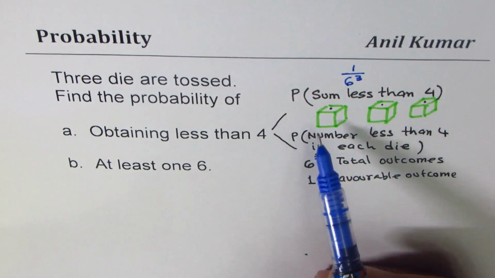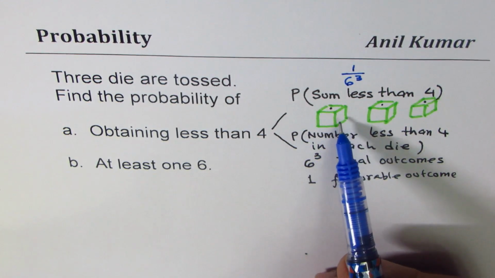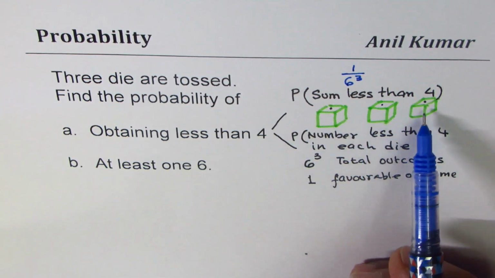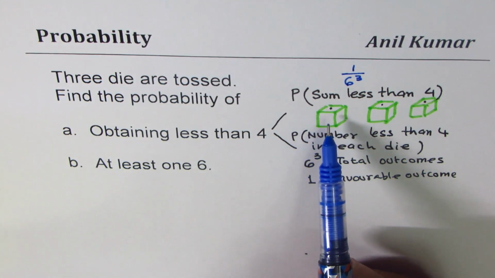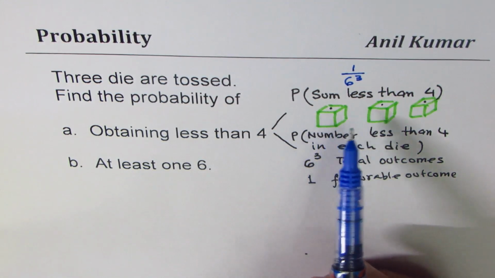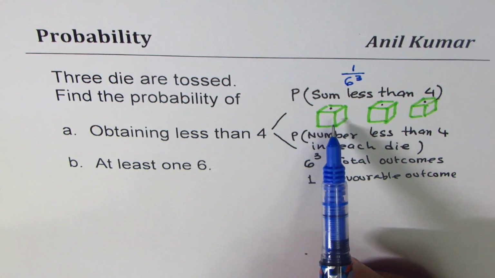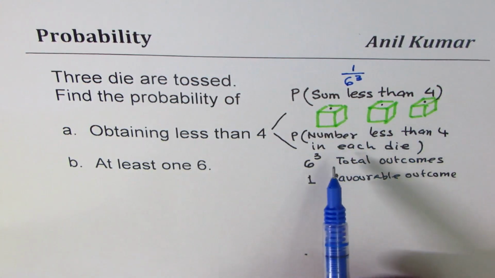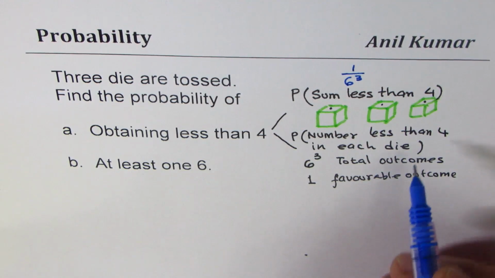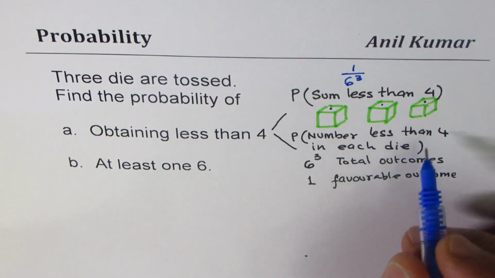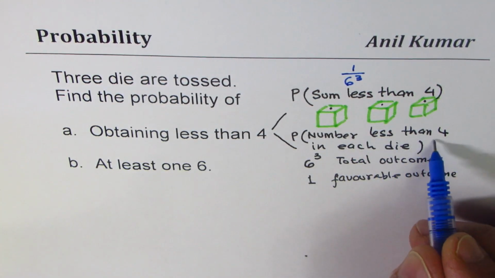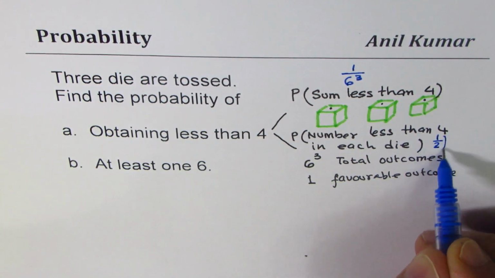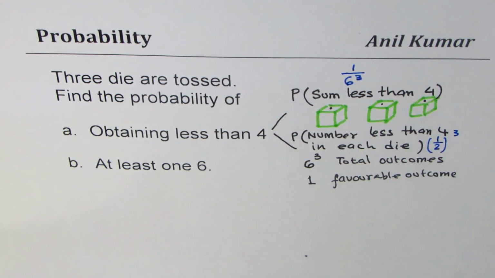Right. Now the second one here is a number less than 4 in each die. There are 6 numbers in each. So if we take up individually, getting a number less than 4 means 1, 2, and 3, not 4, 5, 6. So the probability is half, half, and half. So for the second option, it will be half cubed, or 1 over 8. That is, 1 over 2 whole cube. So that is how you could answer it.